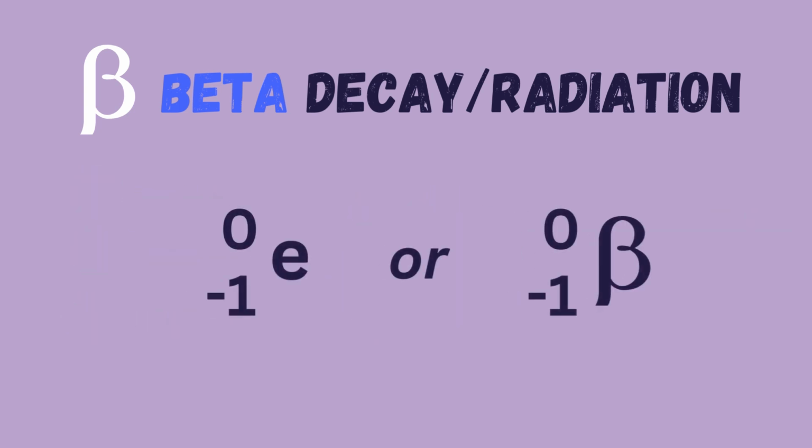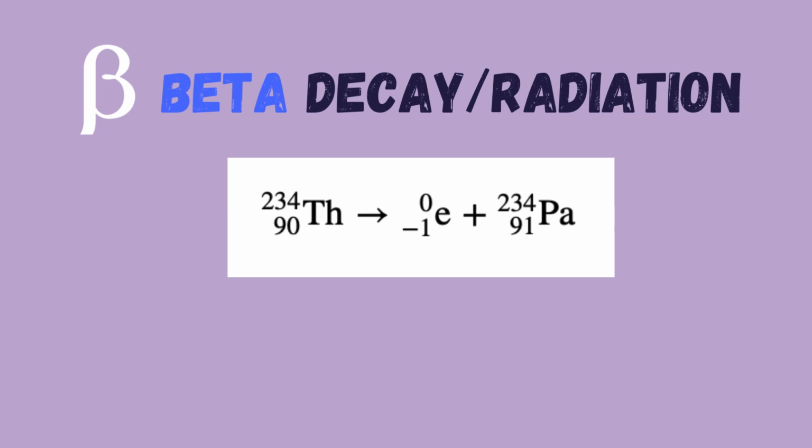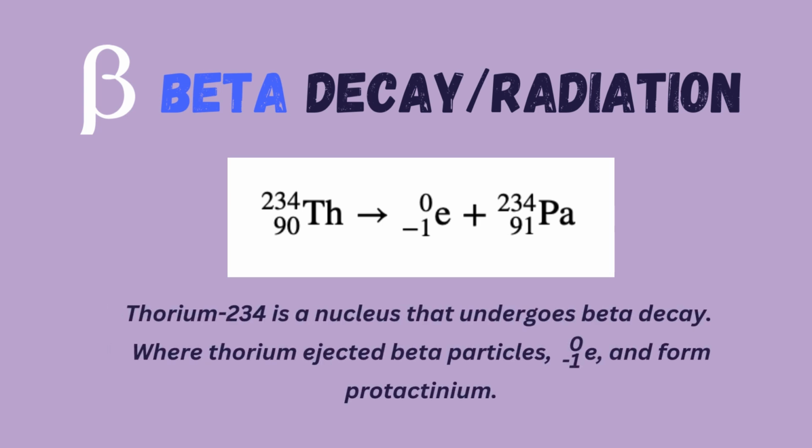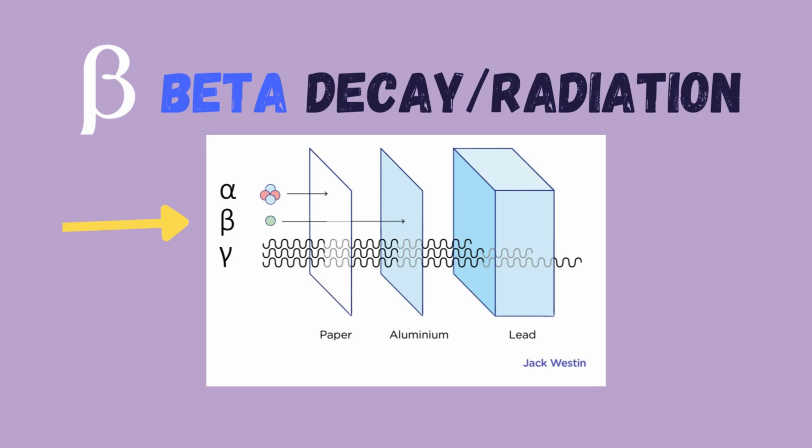A beta particle is represented by this. The number at the top is 0 because it represents the total of protons and neutrons, and there are no protons or neutrons in an electron, so the number assigned is 0. The number at the bottom is -1 because an electron has a charge of -1. Thorium-234 is a nucleus that undergoes beta decay, where thorium ejects beta particles and forms protactinium. For beta decay, it requires something heftier, like a metal sheet, to block it.